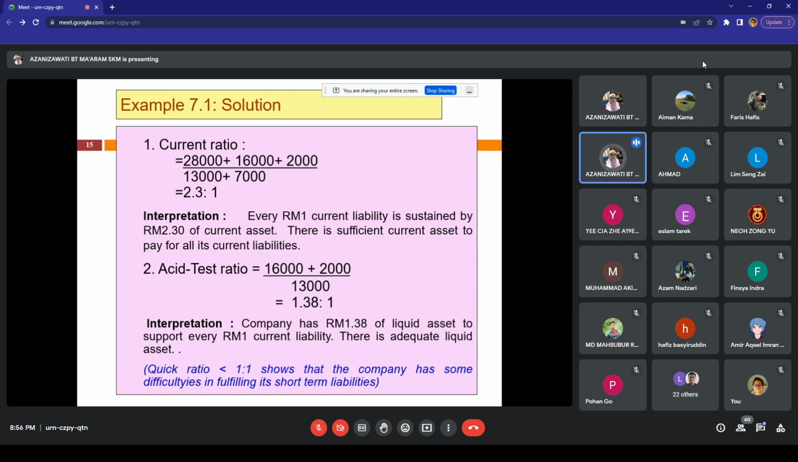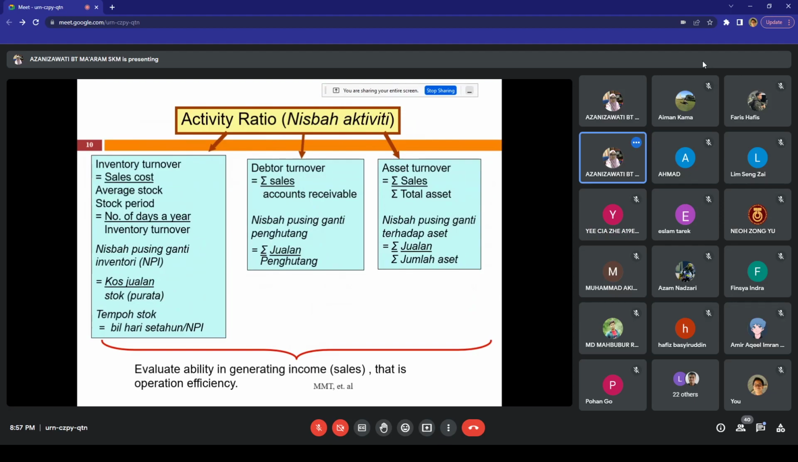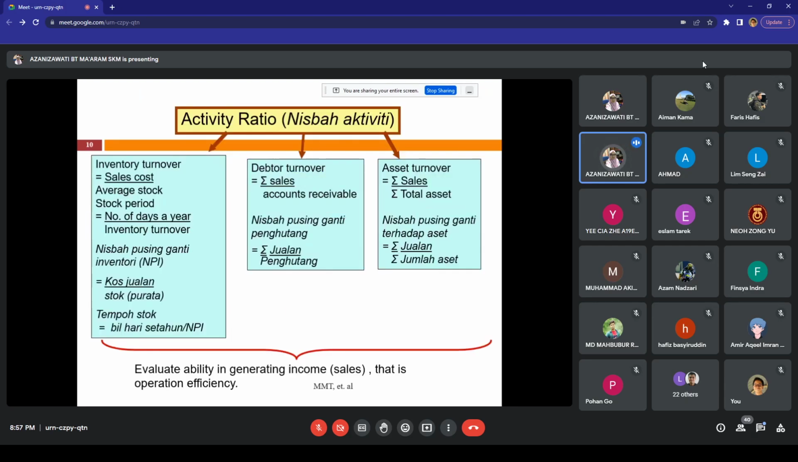Okay, so for acid test ratio, you just refer to the acid test just now. Okay. Current asset minus end stock, divided by current liability minus overdraft.